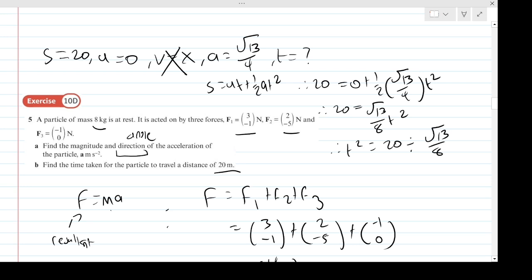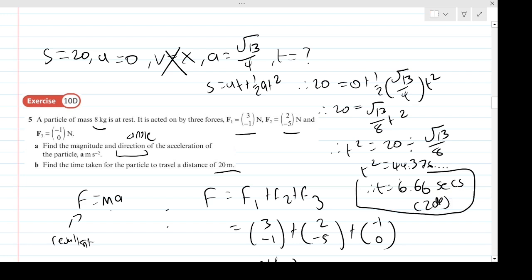Does that simplify in any way? No. So then that means t squared is, the only number I get is 44.376 blah blah blah, okay? So therefore t is going to be the root of that. So that's going to be 6.66 seconds to 2 decimal places. So that is the time taken when the particle travels 20 meters with this acceleration. Okay, so there we are.